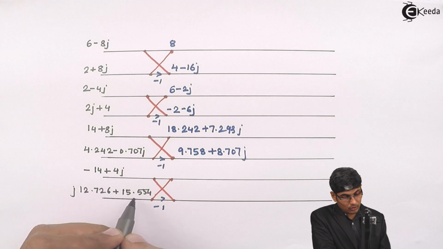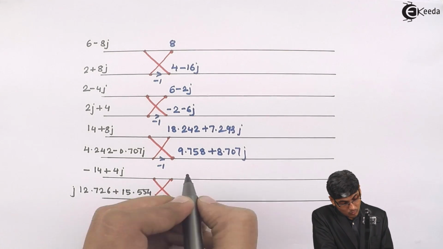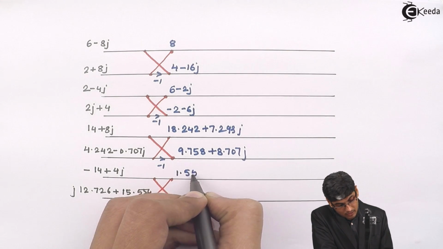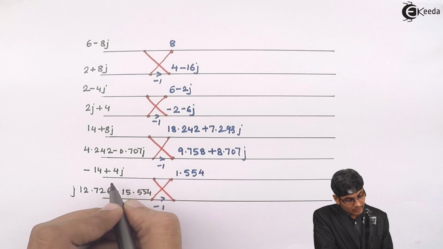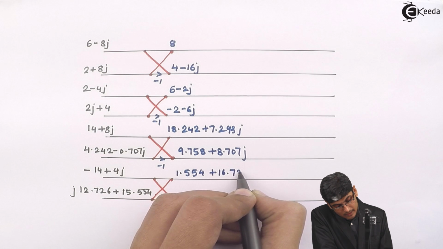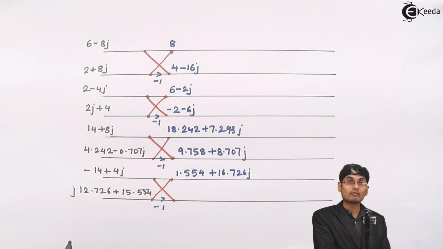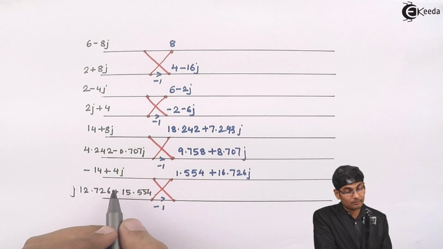Okay. Lastly, I am going to get the last pair added, subtracted. So here minus 14 will be added with 15.554. So I am going to actually subtract 15.554 from 14. So it will give me the result as 1.554. Okay, this is the addition, and here both are plus, so I am going to get plus 16.726j.